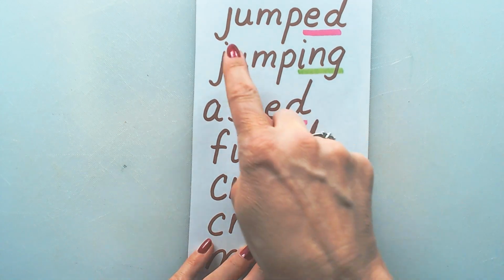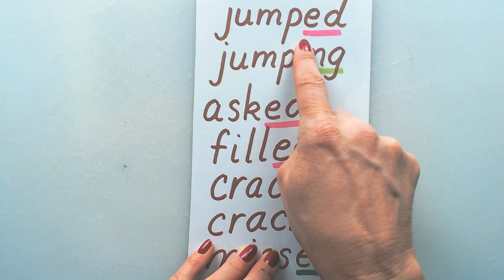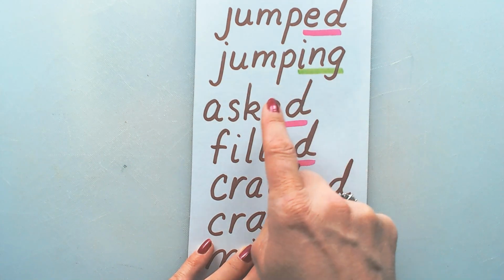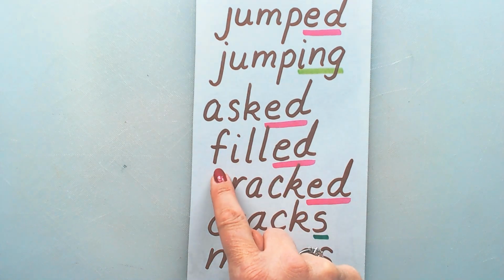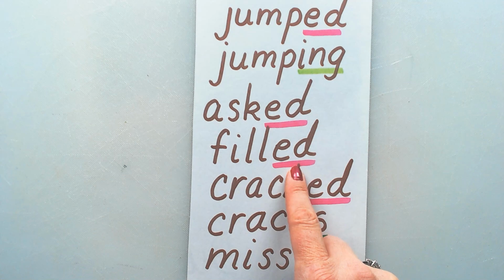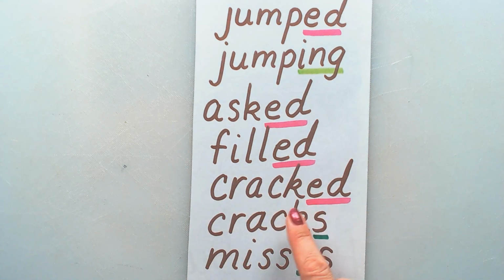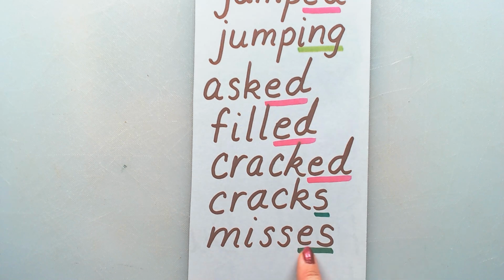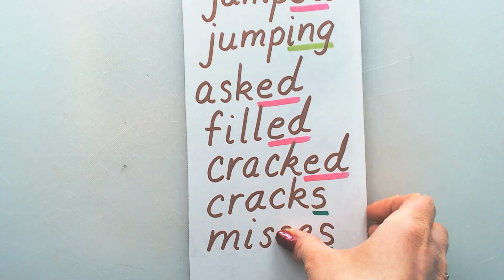Okay, so let's just read this whole list of words that has inflectional endings at the end of it. Are you ready? These are in our story. Jumped, jumping, asked, filled, cracked, cracks, and Mrs. Okay, let's read our story together now.